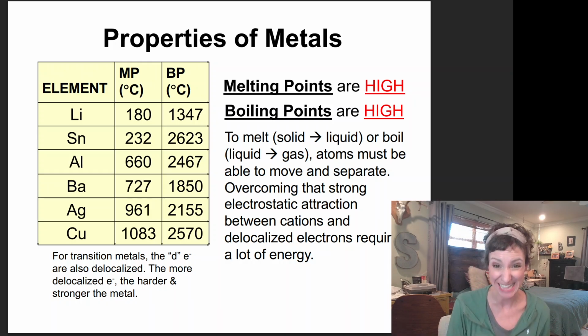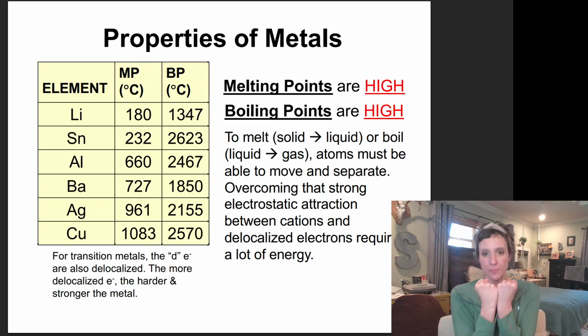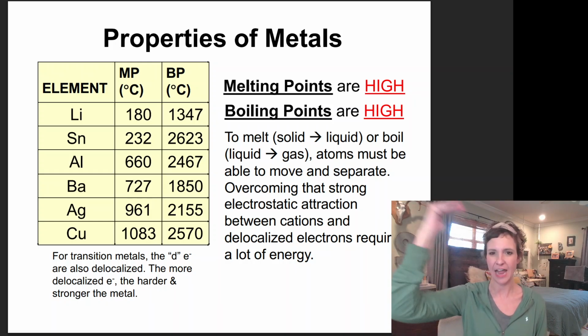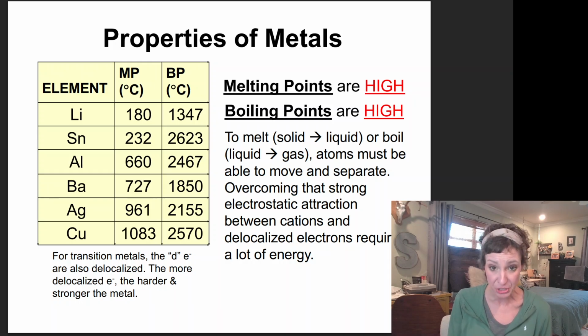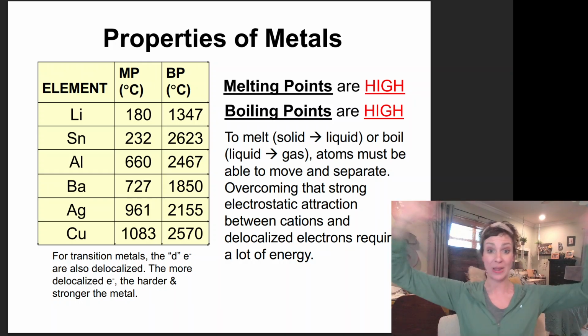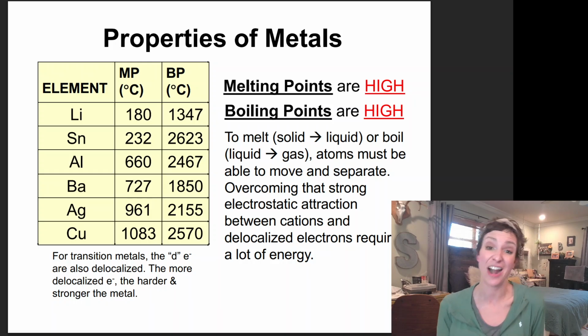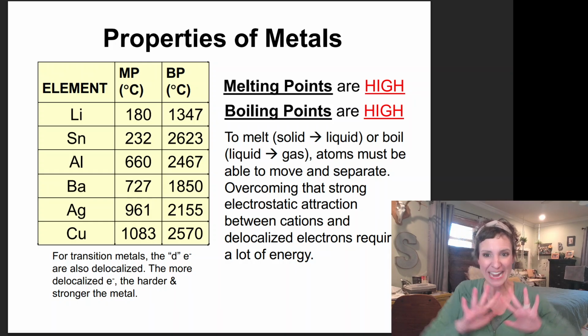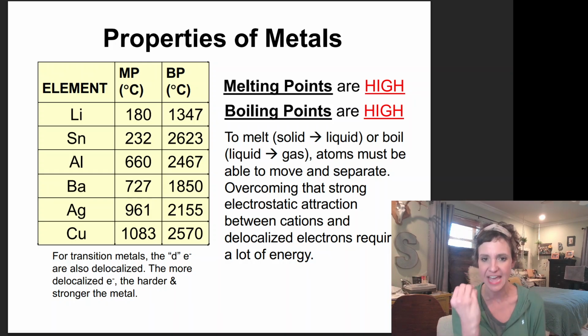So when I say a melting point is high, that means this is going to require a very high amount of energy or a high temperature for it to turn from a solid to a liquid. Its melting point is a high number on the thermometer. Same thing with boiling point. Its boiling point is high. That means it's going to take a really high temperature for once it is a liquid to then turn into a gas. Okay, so how come these melting points are high and how come the boiling points are high in my metals? To melt or to boil, atoms have got to be able to move and separate. Overcoming that strong electrostatic attraction between those positive cations and the negative delocalized electrons requires a lot of energy.